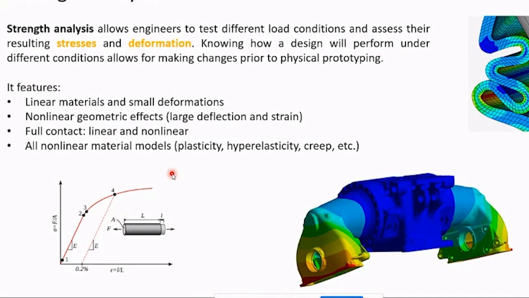Or let's say you're working with rubber kind of materials. They are called hyperelastic materials, so you can also define hyperelastic materials, so that the material in simulation will behave like a rubber model. Then we have creep. The creep model is mainly used for time and temperature dependent effects.